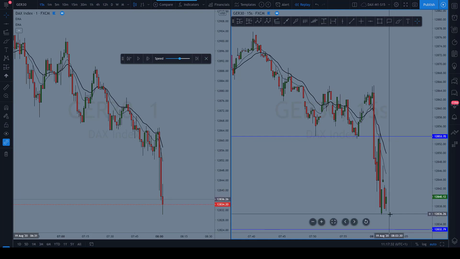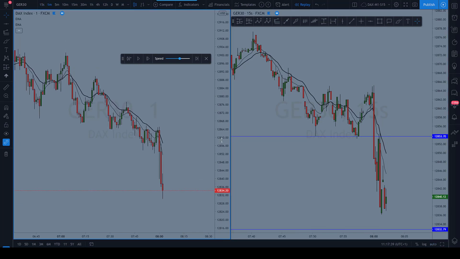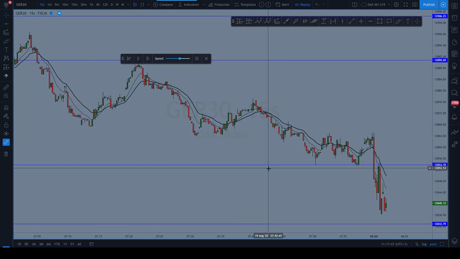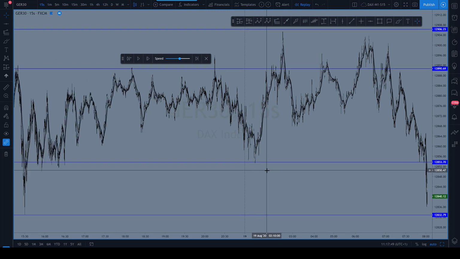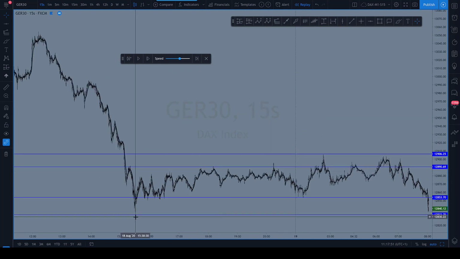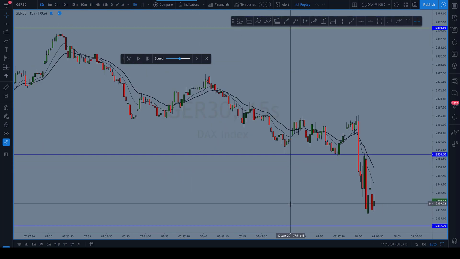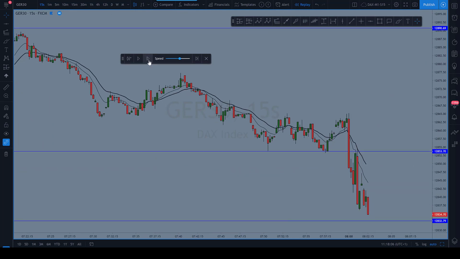What is the most relevant level for you now? It's this level and this level. Where did this level come from? Do we know where this level came from? Let's expand it again. See if we can find that out. See what this is? That's that second line we drew earlier, which is the low of the US session. So we are watching it. Let's go forward.